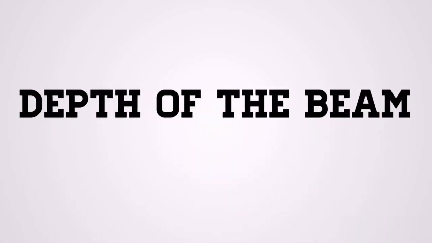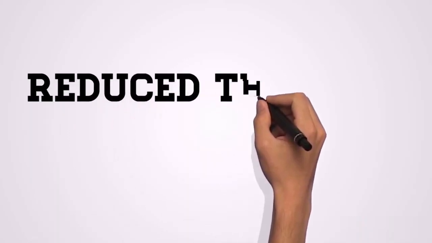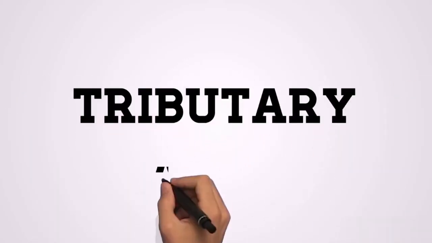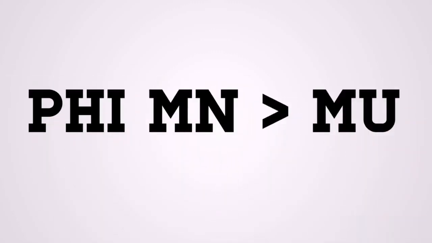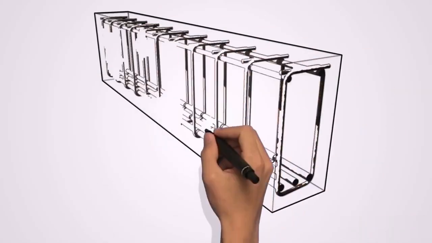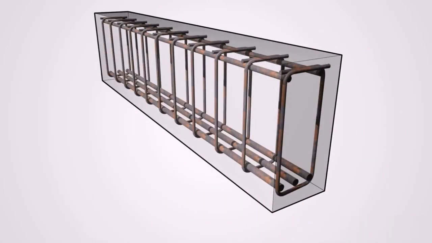So maybe you can change the depth of the beam, or you can change the weight of the beam, or the unit area of the material, or maybe you can reduce the load acting on the beam. That is by changing the tributary area to make sure phi Mn is greater than Mu. So if you can achieve this, you have successfully designed a reinforced concrete beam. So these are the steps for designing a reinforced concrete beam.